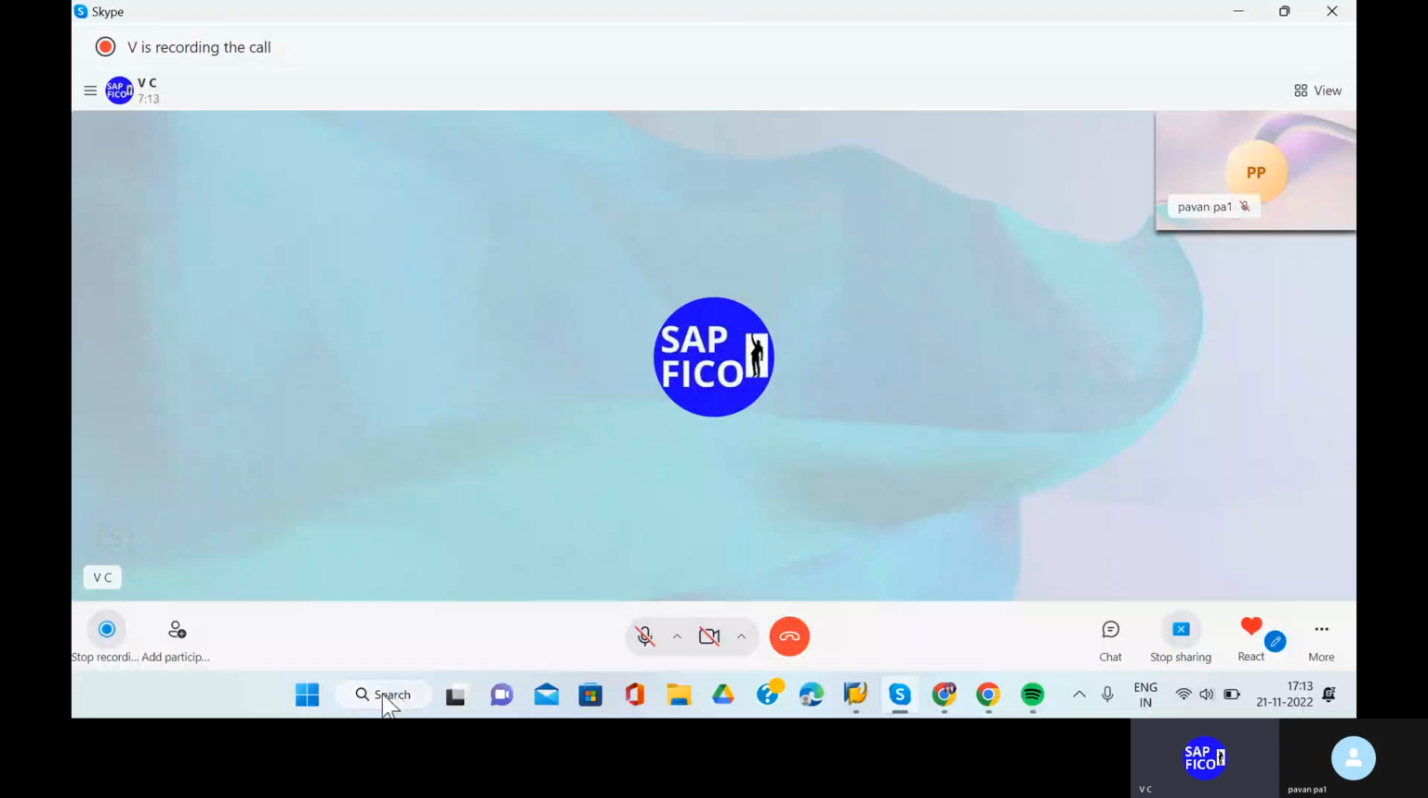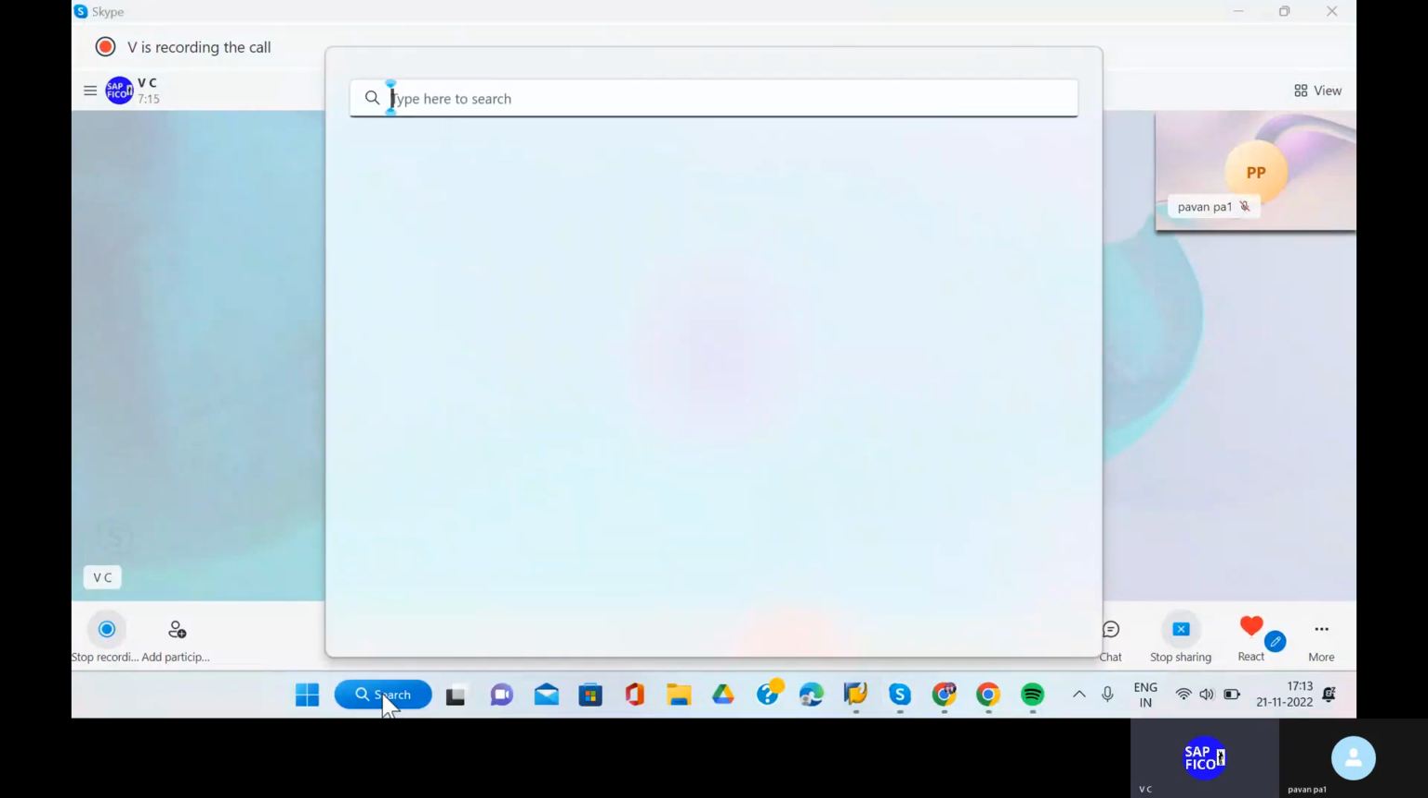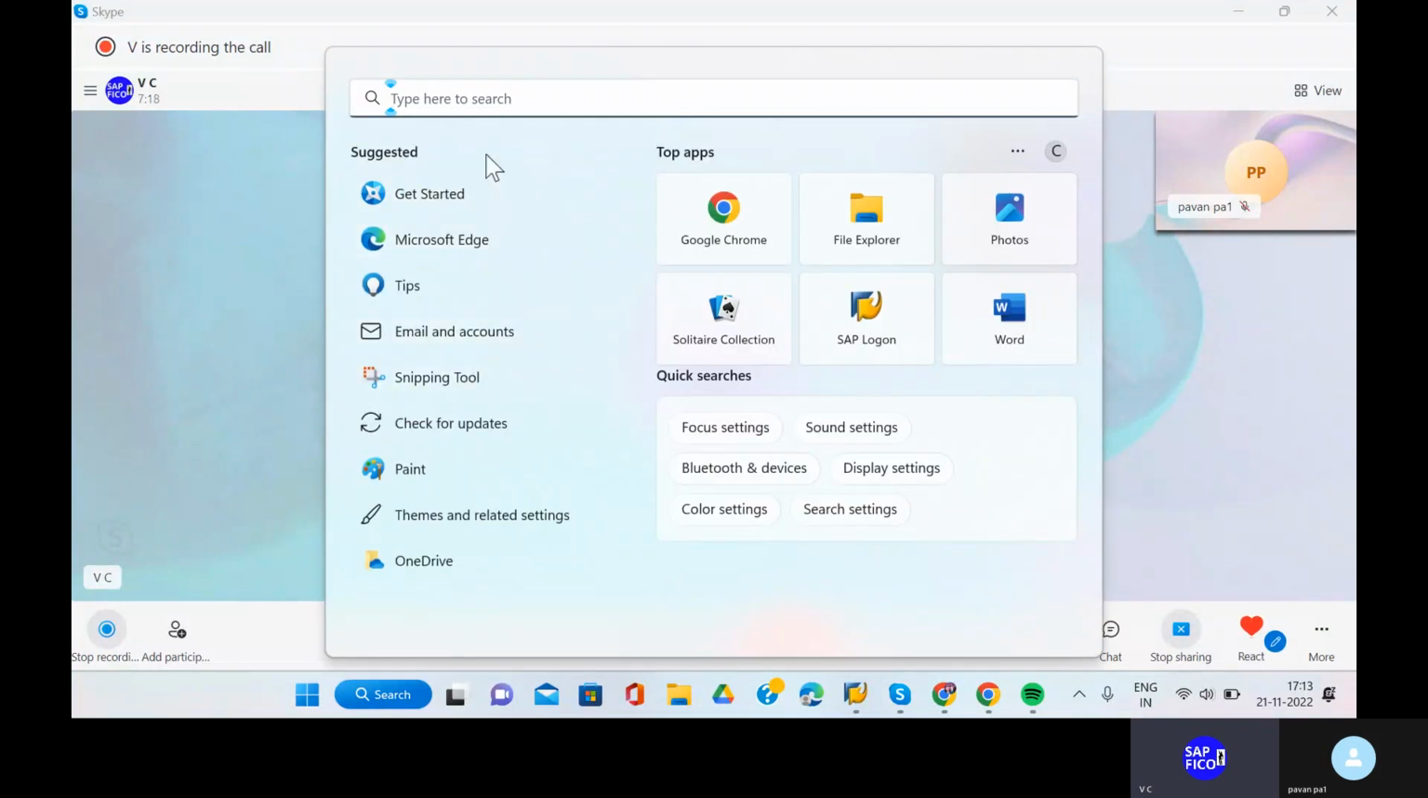Can you just share your screen and open the notepad, Pawan? Open the notepad. I am going to show you one thing.